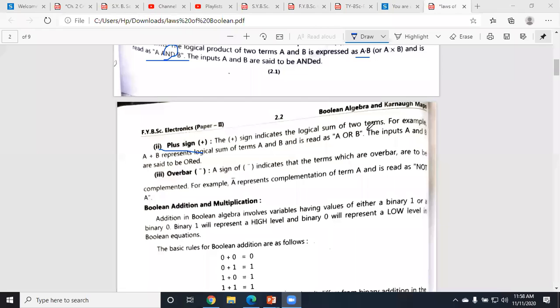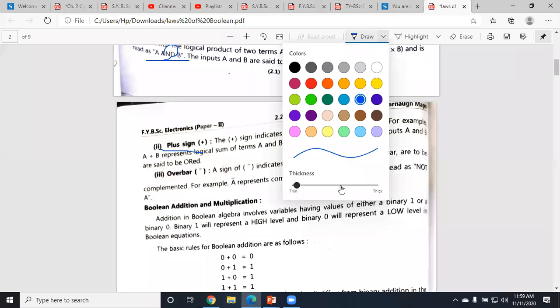So the plus sign indicates the logical sum of two terms. Whatever two terms you have, if you want to add them, you use a plus sign. For example, A plus B represents the logical sum of A and B, and it is read as A or B. Why OR? Because the OR gate is used for addition. Correct. The inputs A and B are also said to be ORed.